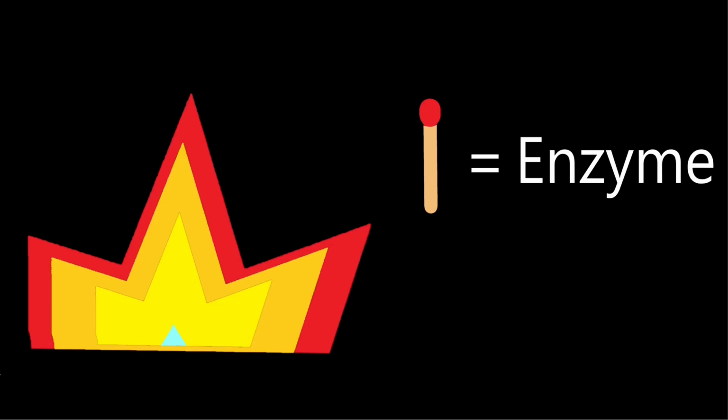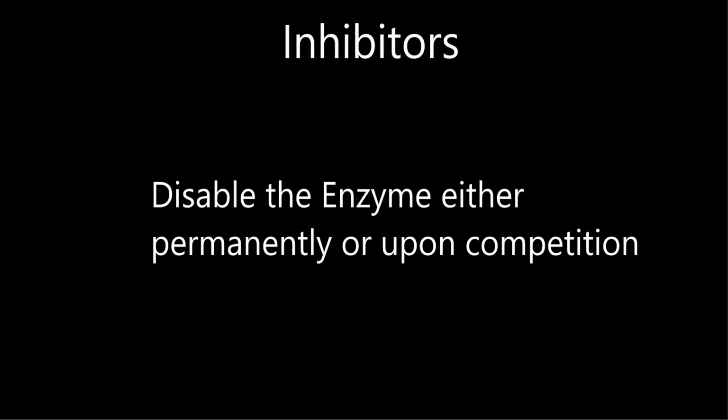Think of it as lighting a fire. Imagine you have a stick and you're rubbing to effectively produce heat to somehow make dry leaves burn and catch fire. No. Instead, you just use a match. And that match in this case would be the enzyme. The enzymes can be influenced through inhibitors though. They disable the enzyme either permanently or upon competition.